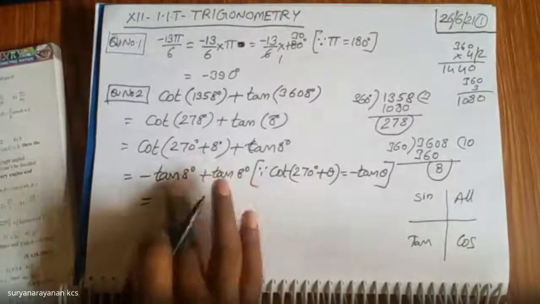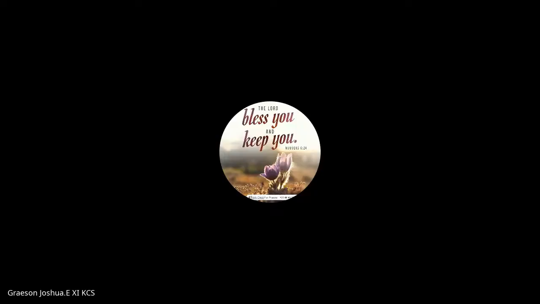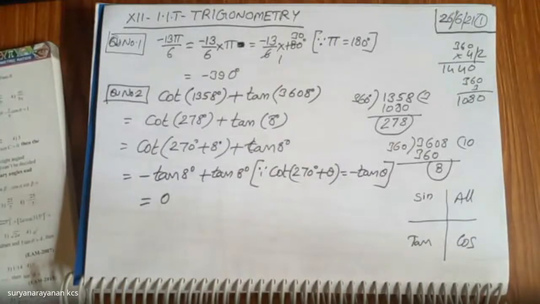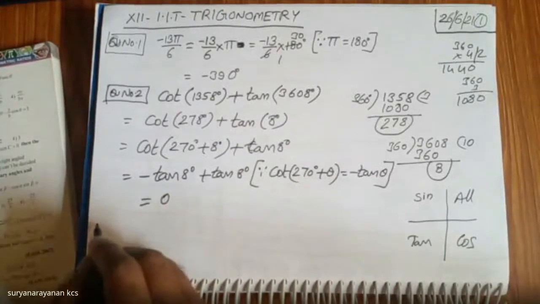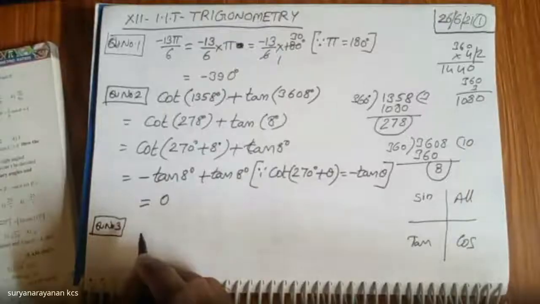Then what is the value of this expression? What is the value of this? 0, sir. 0. That is the second option. Okay, my children. Okay, sir. See the third question.